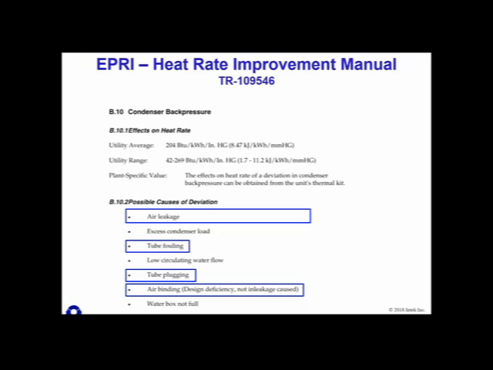Okay, so this slide was shown yesterday. It's from EPRI's heat rate improvement manual. It lists the rule of thumb for the heat rate impact per inch of mercury back pressure, industry utility average. That looks a little bit high to me, but maybe it's an average. So anyway, it lists the causes for excess back pressure.